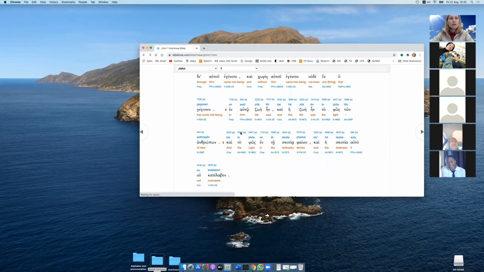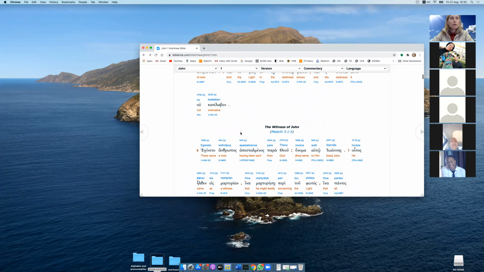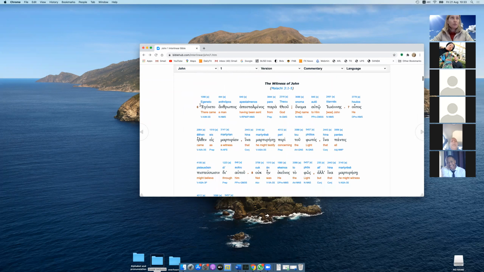Okay, so then comes the Witness of John. I didn't do further diagramming for you, but you can see egeneto again, the same word, came into being. Anthropos means human being. So the human being did not exist forever, but he came into being, into life, by means of the Father and Logos. There's another use of the word egeneto, came into life, anthropos, apestalmenos, sent by para theou, from God. And again, theou, God, will be underlined with Logos and God as well.